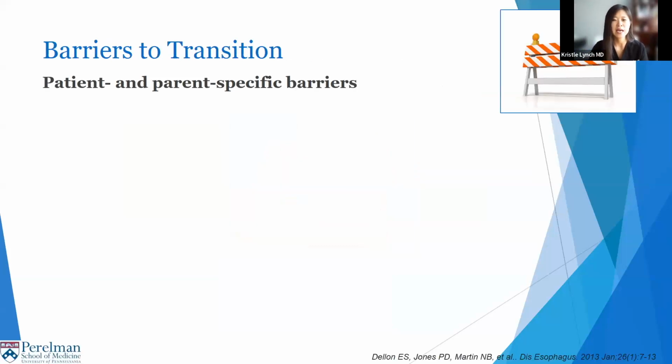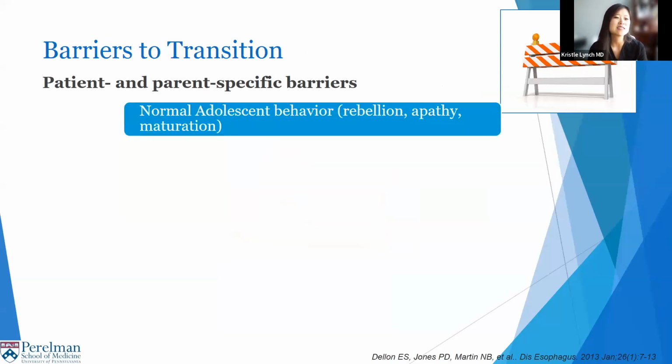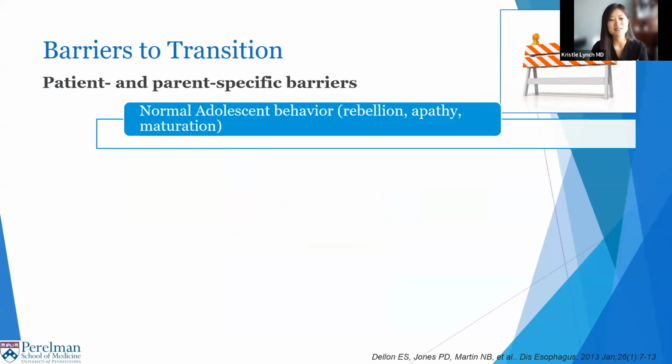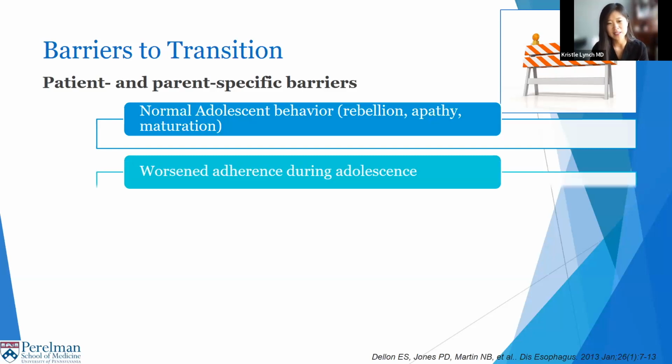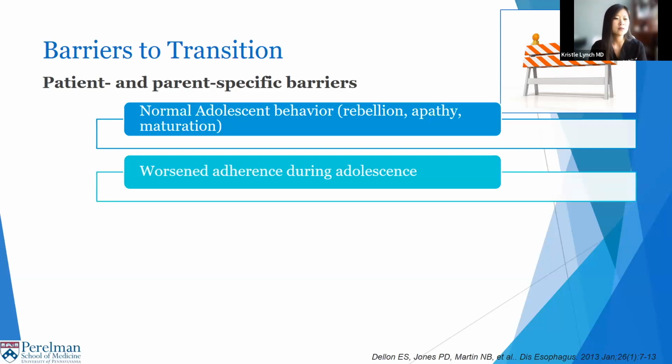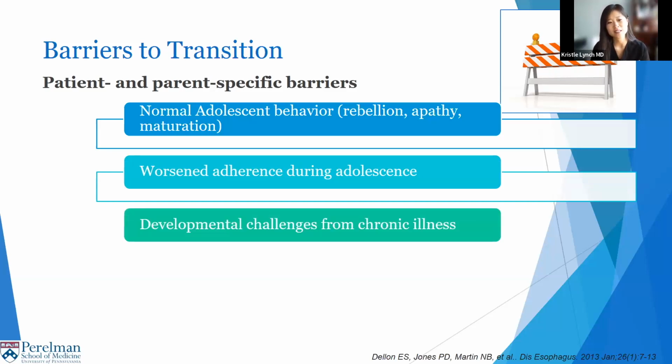So it's interesting looking at articles written about this and studies done on barriers to transition, because the first barrier is listed as normal adolescent behavior (rebellion, apathy, and maturation). So already your patient population is starting you with a challenge. Normal adolescent behavior is a barrier to transition, and I think it needs to be out there and recognized that that is normal. Additionally, in general, we see worsened adherence during adolescence, and so that can be an additional challenge.